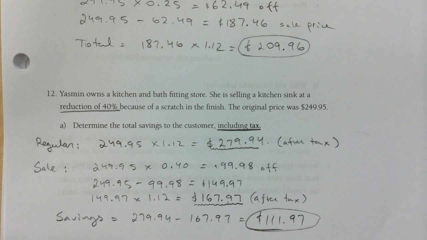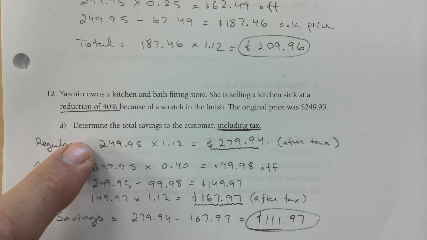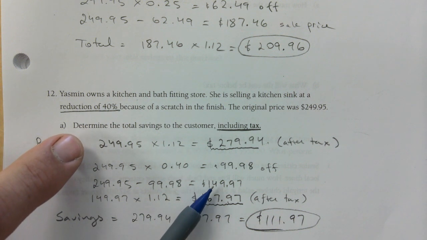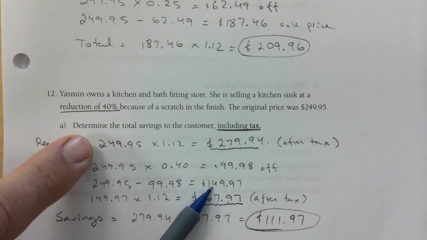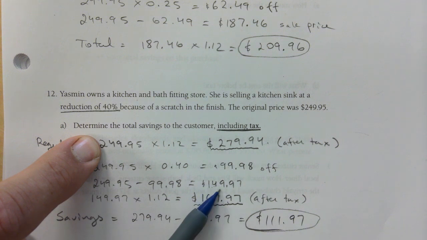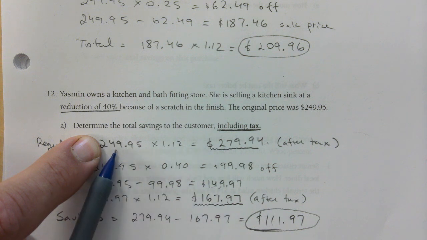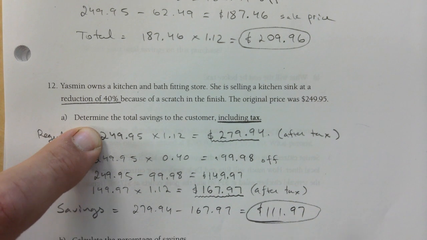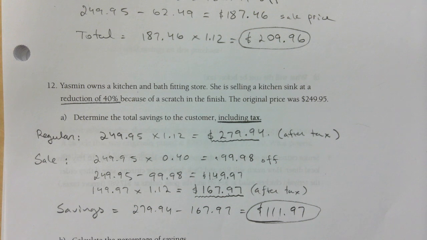Because if you look at, watch what I'm pointing at, one number with my pencil and the other one up here with my finger. This is the regular price. This here, where my pencil is, is the sale price. It's literally almost exactly $100 that you're saving, right? But in fact, you're saving $111.97 because of the taxes that are added to both, and the savings are even more substantial.